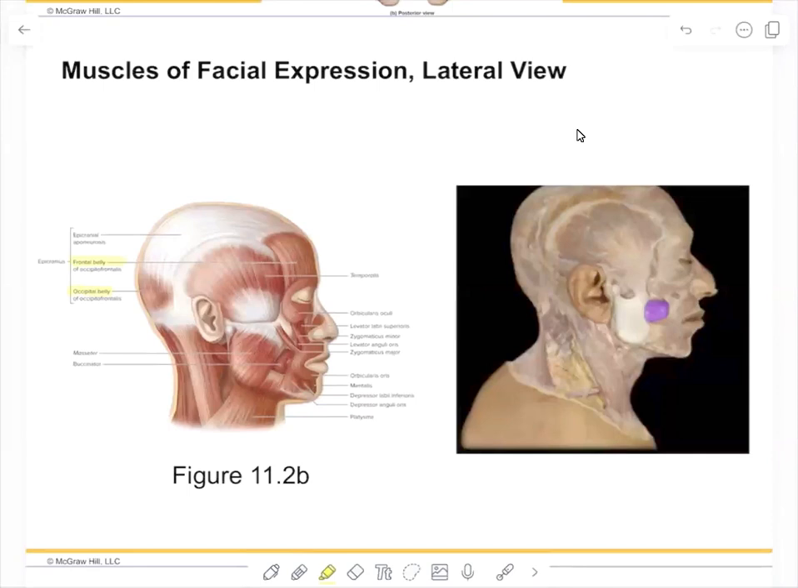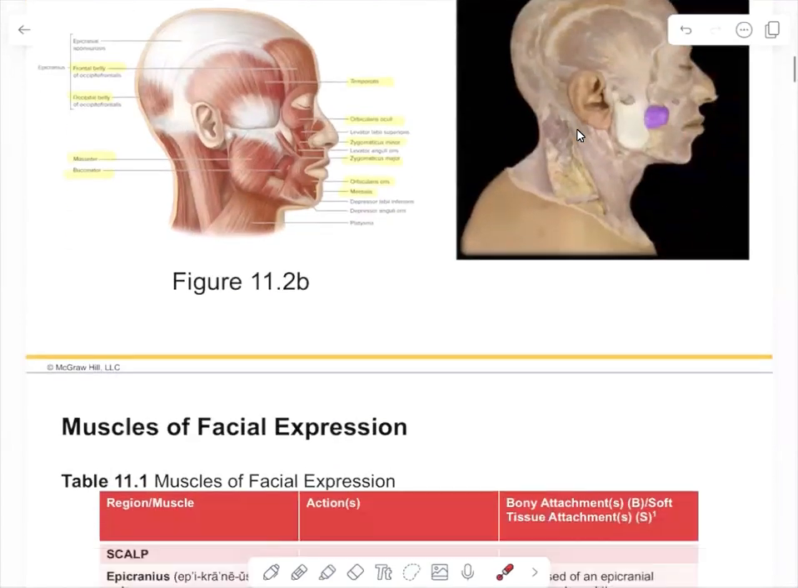We also have the temporalis muscle, the orbicularis oculi muscle, the zygomaticus minor, zygomaticus major, orbicularis oris, mentalis, masseter, and buccinator muscle. And the image on the right-hand side of your slide has a purple mark on the buccinator muscle. So it's an important muscle that you should be able to identify in any of these diagrams, especially the ones of the cadaver, which you see on the slides.